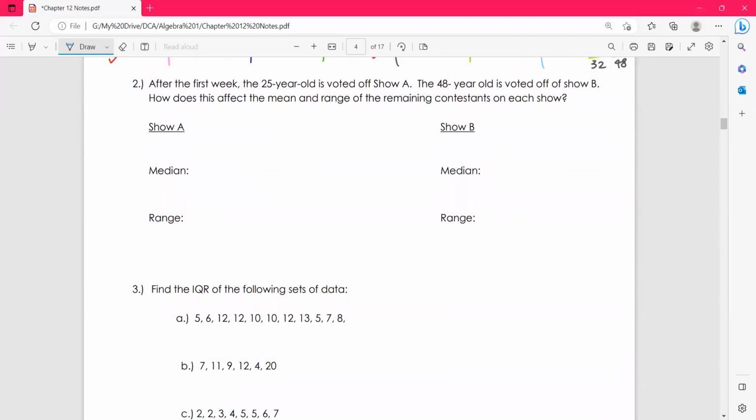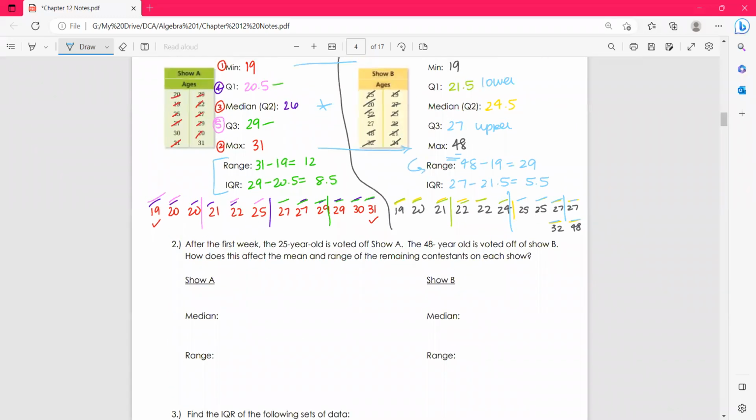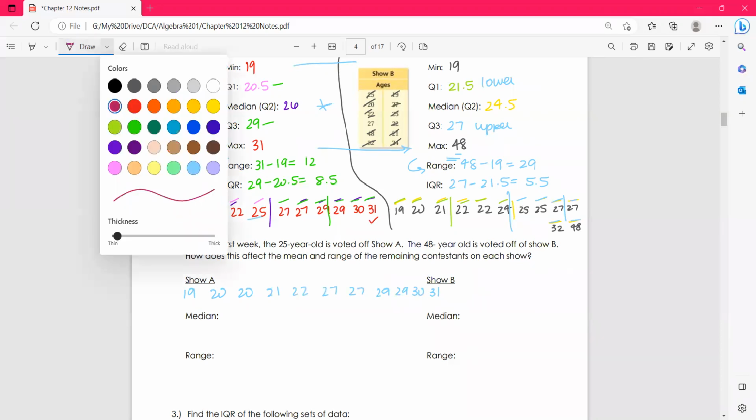After the first week, the 25-year-old is voted off show A. The 48-year-old is voted off show B. How does this affect the mean and range of the remaining contestants of each show? So now if I look at show A, if I come back to my data, let's remove the 25-year-old. So now we'll have 19, 20, 20, 21, 22, 27, 27, 29, 29, 30, 31. I removed the 25-year-old. Now let's look at our median.